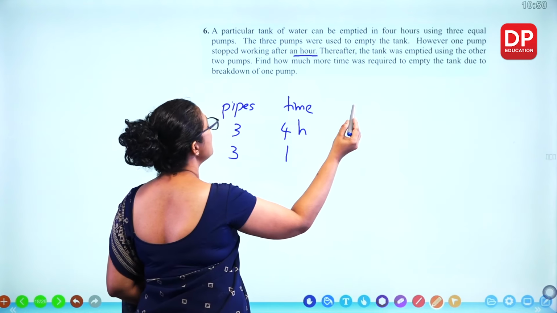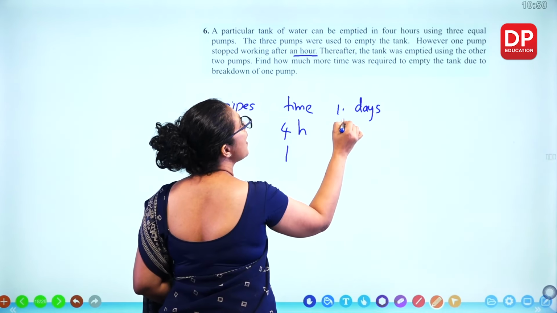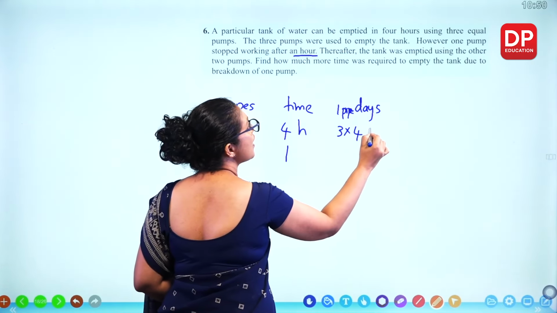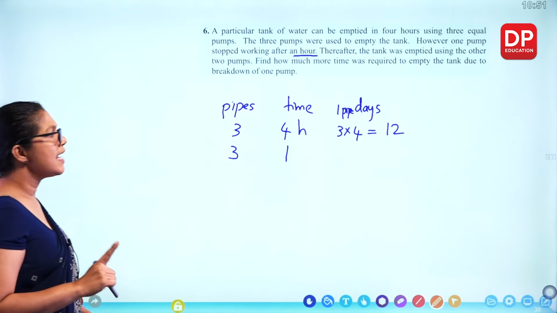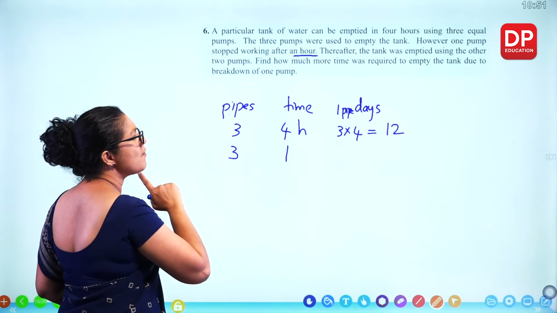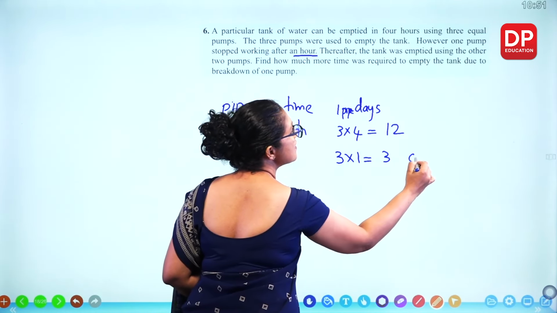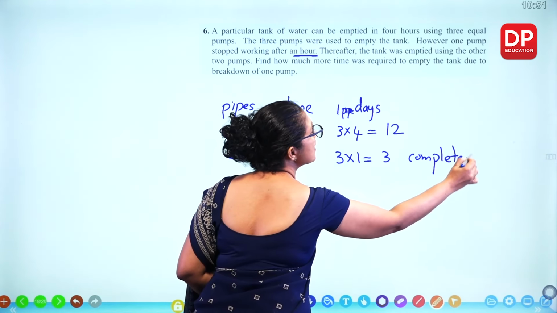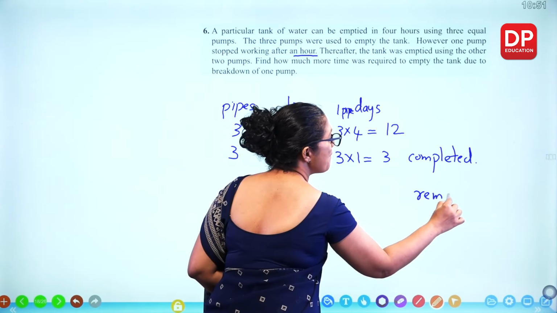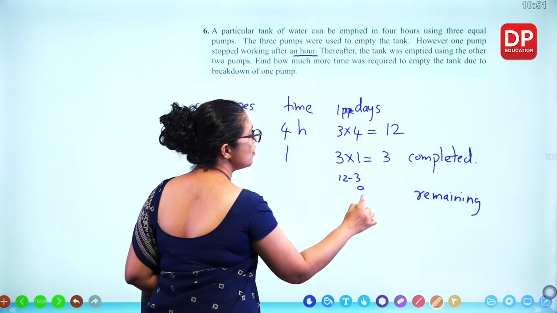So here we'll find out the number of days for one pipe. 1 pipe days. So here 3 times 4. So you need 12 days with one pump. So if this is with 3 pipes with 1 hour, so what's the completed task? 3 times 1, that's 3. This is completed with 3 pipes. So what's remaining? So we can see remaining number of days is 12 minus 3, that's equal to 9.